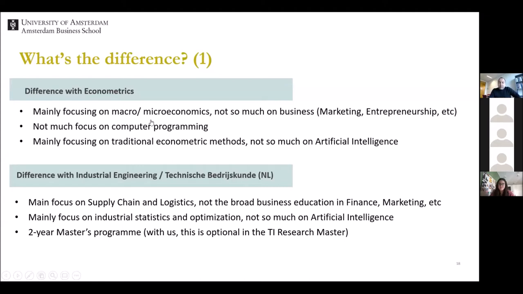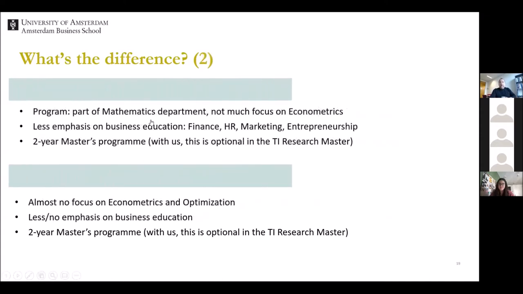When it comes to industrial engineering, well, in most industrial engineering programs, the main focus is on operations research, supply chain, and or logistics, okay? Again, in this program, we have a broader and deeper focus on business topics and business courses, like finance, marketing, HR, entrepreneurship, and accounting. And in addition to that, we also have a further focus on machine learning and artificial intelligence, which is different than industrial engineering programs.